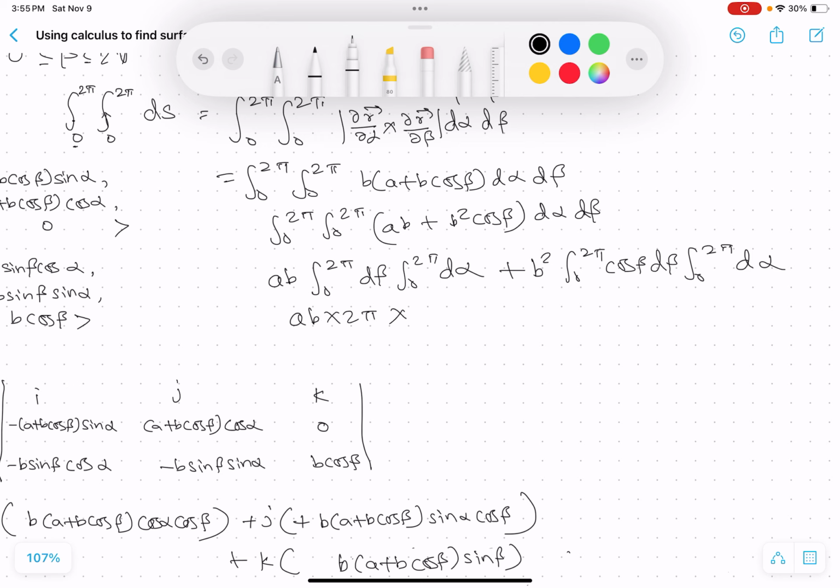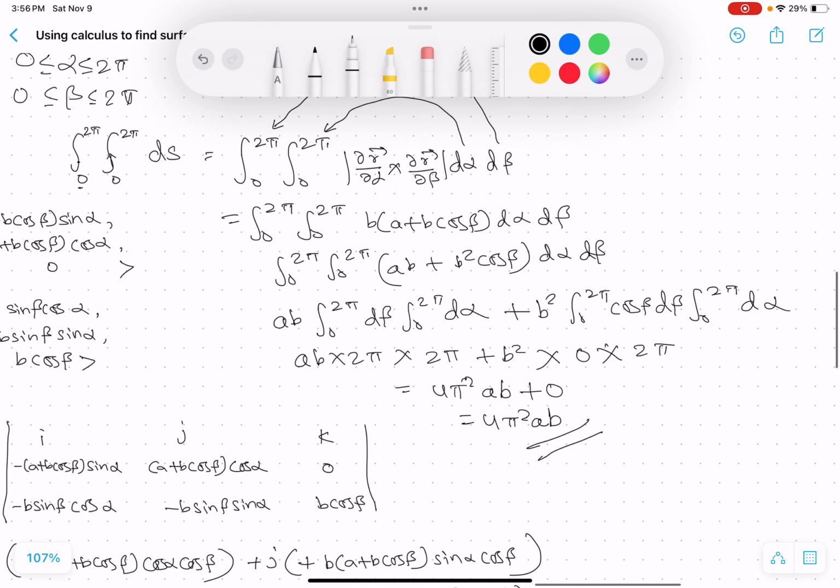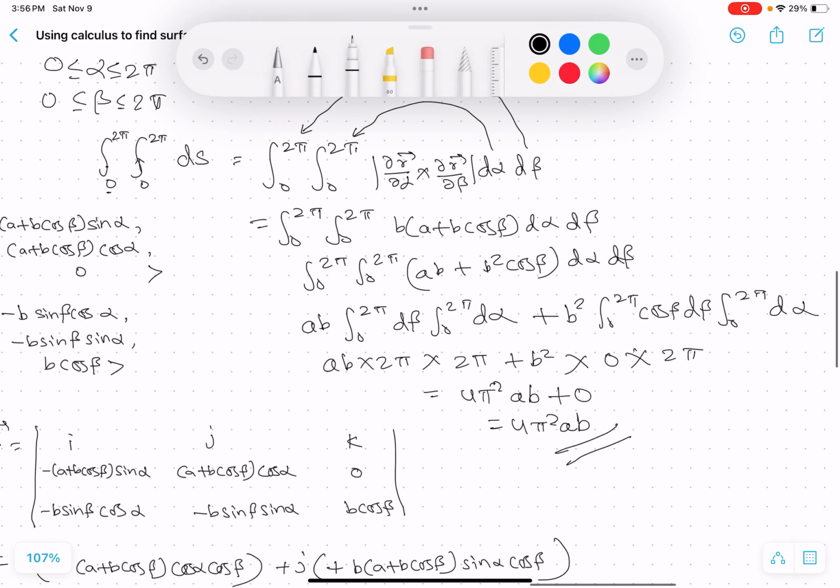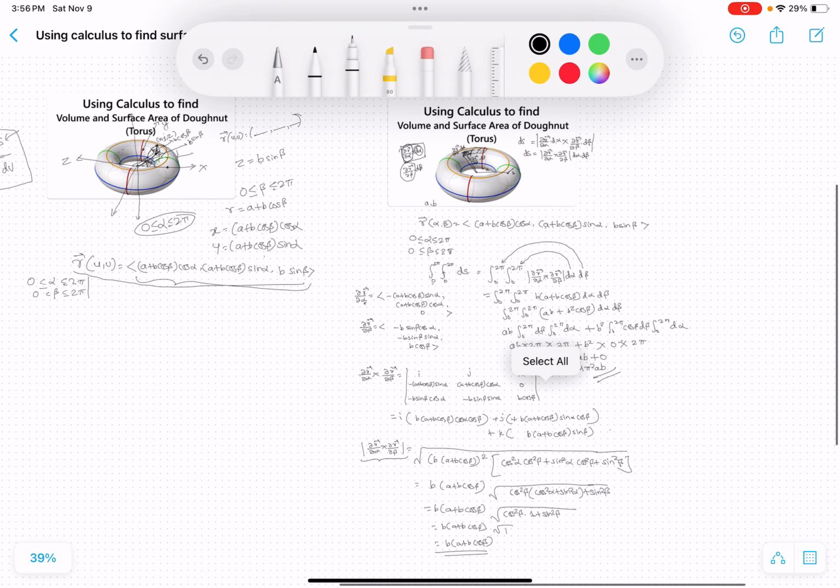This one will be 0, that will just be 2 pi. Now it will just be 4 pi square ab plus b square times 0. I mean that's just 0, right? So 4 pi square plus 0, which is just 4 pi square ab, and that is the answer, right? So using calculus, we got that the surface area of the torus is just 4 pi square ab, which is exactly what we have got over here, right?